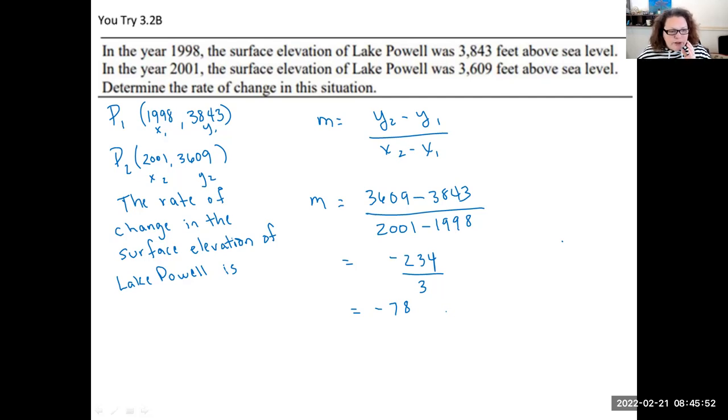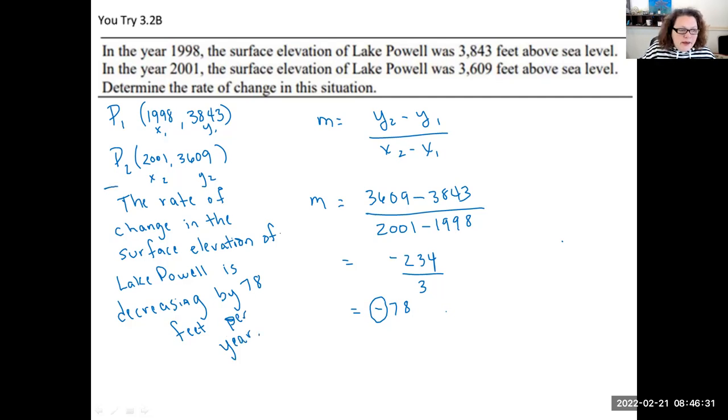So the rate of change in the surface elevation of Lake Powell is decreasing, not decreasing by negative 78. The decreasing word is taking the place of the negative. So do not put decreasing by negative 78. So is decreasing, because that would be wrong. It's a double negative. Decreasing by 78, here comes our units, feet, and here comes our time, per year. That would be your answer.